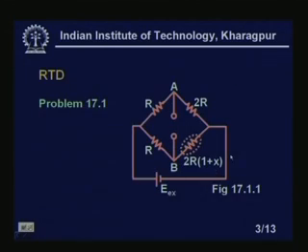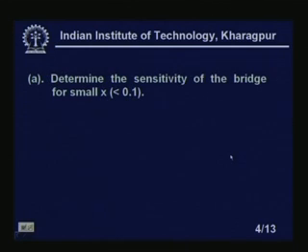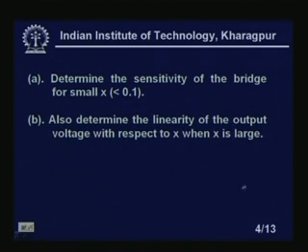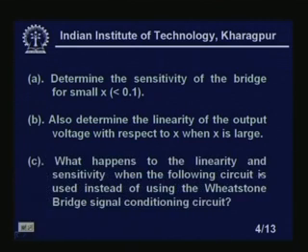Determine the sensitivity for small value of x, when it is less than 0.1, and also determine the linearity of the output voltage with respect to x when x is large. This is part B of the problem, and part C is, what happens to the linearity and sensitivity when the following circuit is used instead of the Wheatstone bridge signal conditioning circuit.